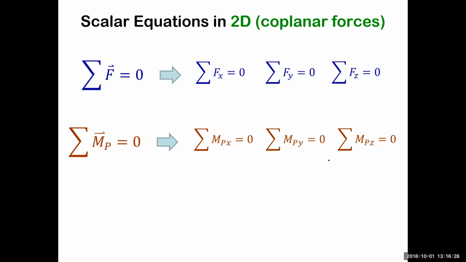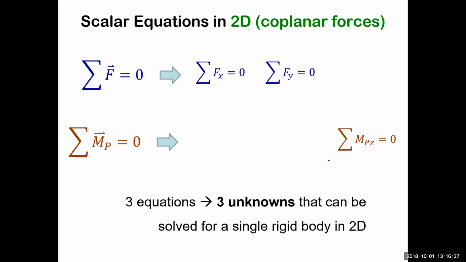So in 2 dimensions, we can throw out some of those equations. Typically, it's going to be something like this: 3 equations, 3 unknowns. In 2 dimensions, when you only have 2 dimensions, you can only have 3 equations and 3 unknowns.